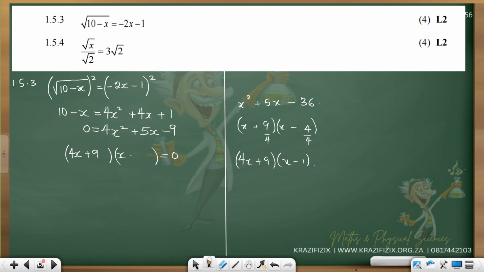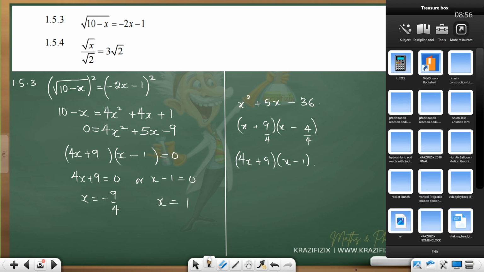4x plus 9, x minus 1. What do we do? 4x plus 9 equals 0. So what is x? Negative 9 over 4. Or x minus 1 equals 0. Can we test quickly? All right.